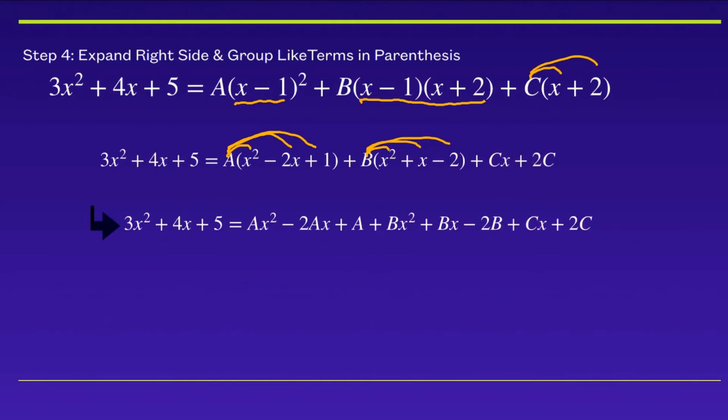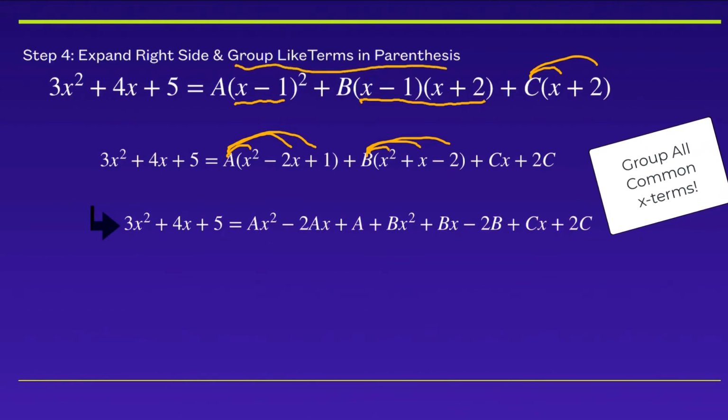And then the next thing we need to do is group like terms in the parentheses, okay? I see a couple of squares here. I'm just going to put some boxes around them. I want to group these two. And I also have some x to the first. I think I'm going to group those like this. We'll have minus 2ax, we have a bx, and then we have a cx.